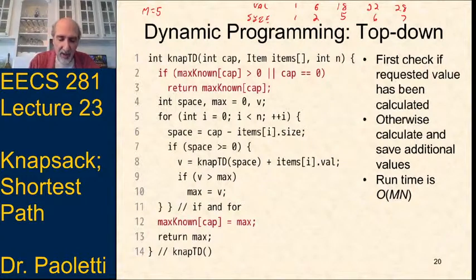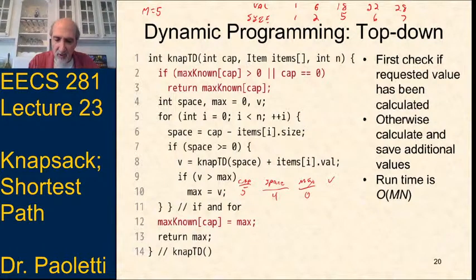All right, so I've got my values, space. I've got cap, so cap is 5. Space I don't know. Max is 0. And V, I don't know yet. Okay, so now I've got to run through all the items. So for all the items, figure out the space remaining if I take this item. All right, so the first item has a size of 1. That would mean my space remaining is 4. Is my space greater than or equal to 0? Yes. So I've got to make a recursive call.